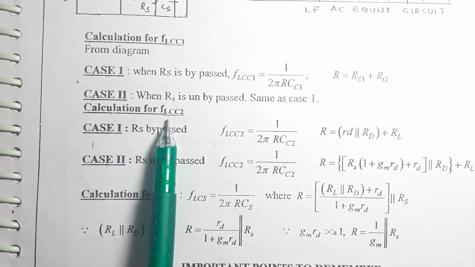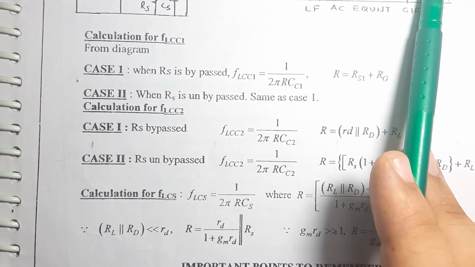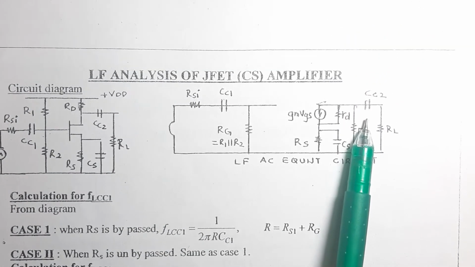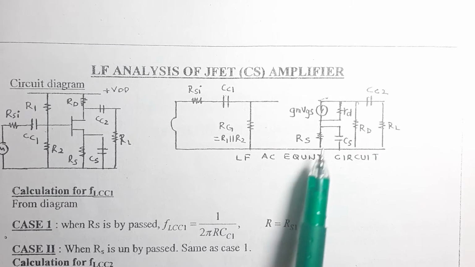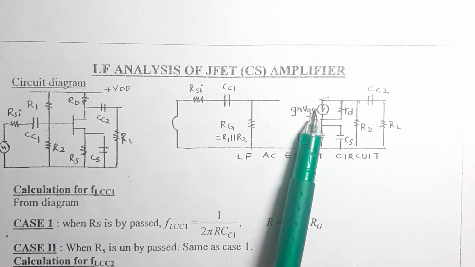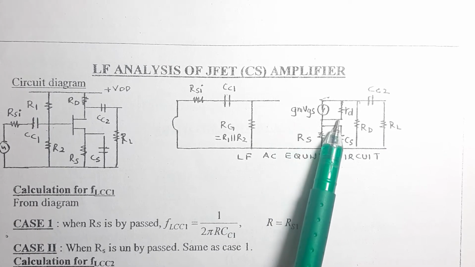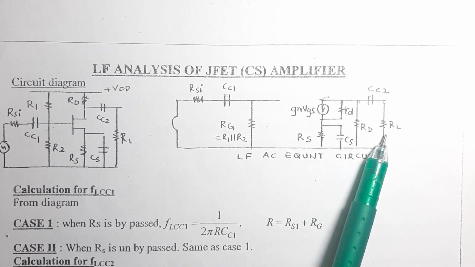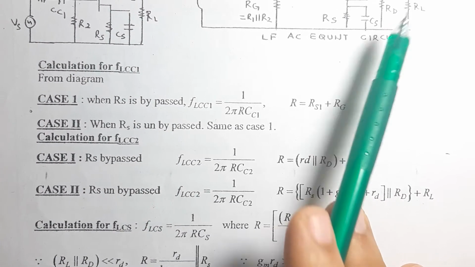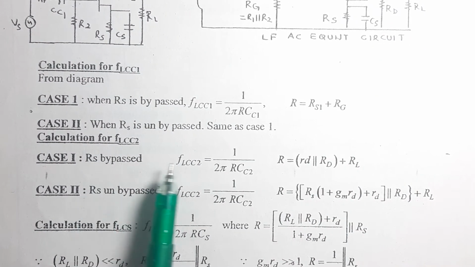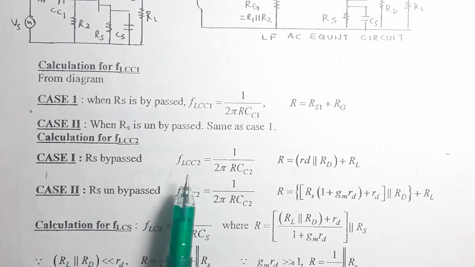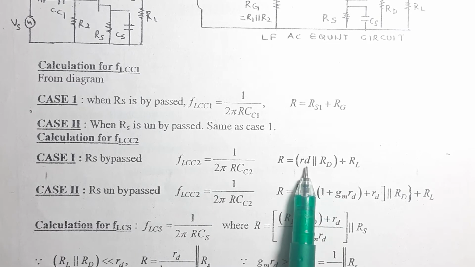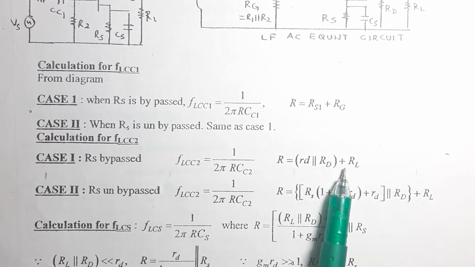Calculation for FLCC2 over here, the formula becomes a little bit tedious now. When you are calculating it for CC2, at that point you need to short CS over here, and this will be open. So in that case, your small RD will be in parallel to capital RD plus your capital RL. So your Rs is bypassed, and it becomes 1 upon 2 pi RCC2, where R equals small RD parallel capital RD plus RL.